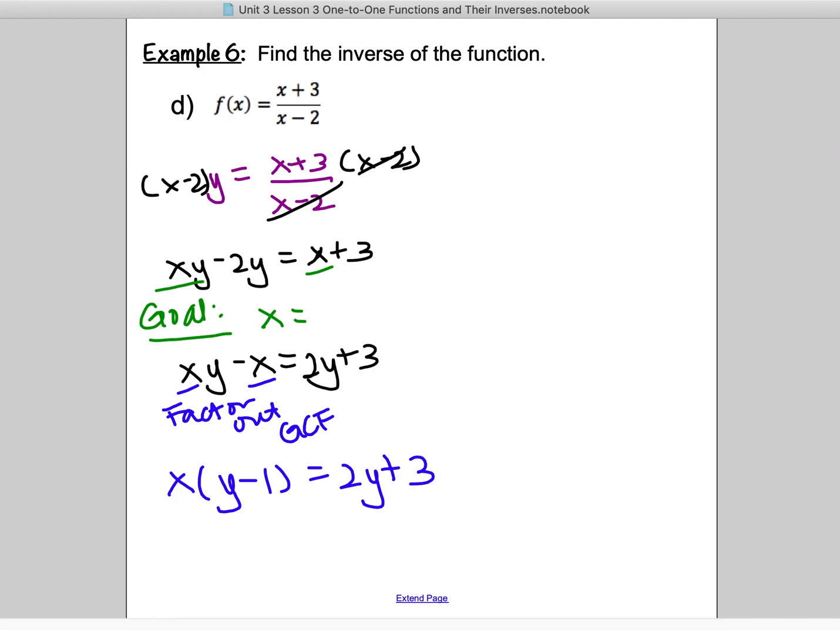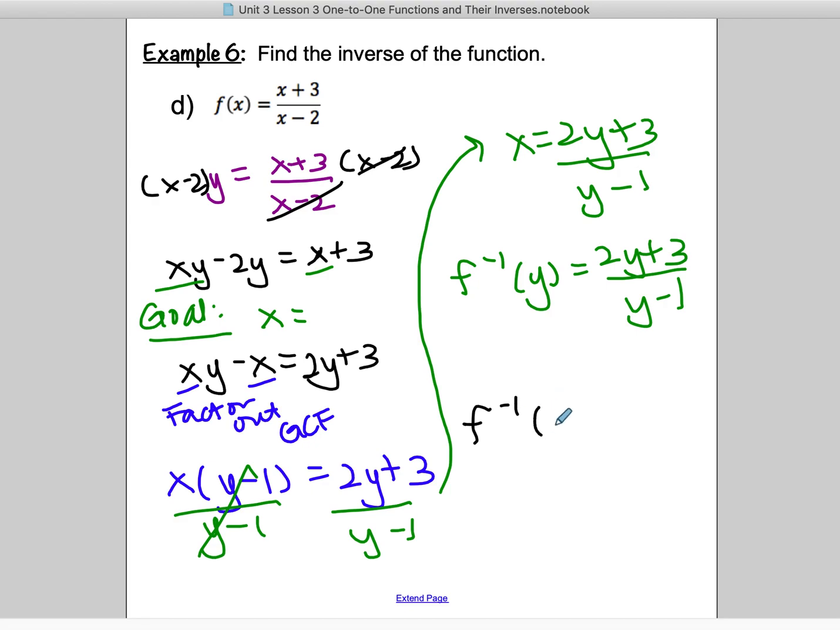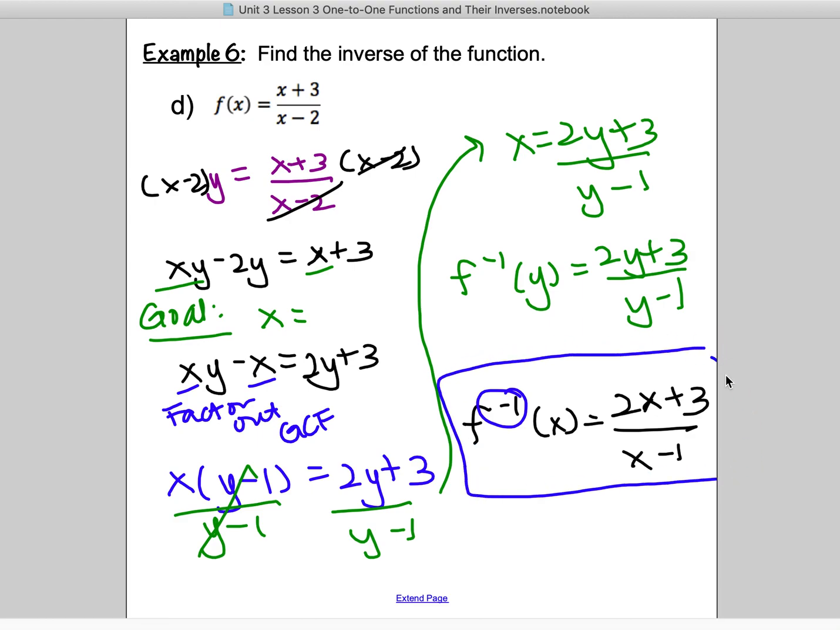And then once again, what's our goal? To get x equals, so I would divide both sides by y minus 1. So I have x equals 2y plus 3 all over y minus 1. This is really f inverse of y. Plug in y's, and I'll get out x's. But for final answer's sake, we always write it with x's. So we have 2x plus 3 all over x minus 1. Once again, just remember, you guys, if it's an inverse, you are plugging in a y value and getting out an x. But there is our inverse for example 6c.